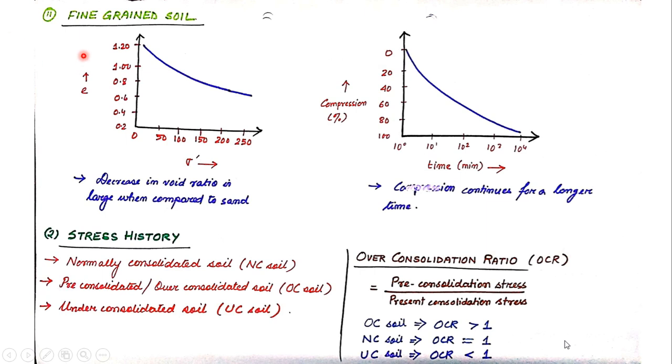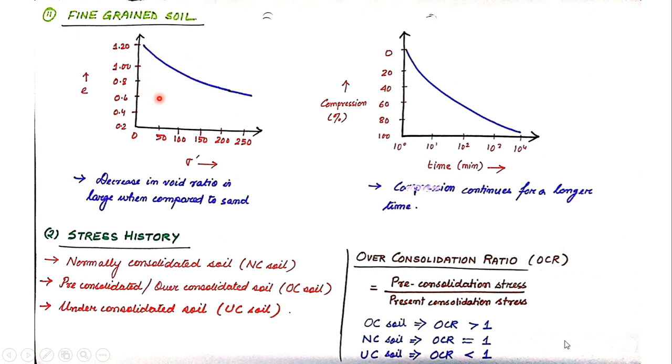Let us now see the case of fine grain soil. I have taken the same curves, but in place of coarse grain soil I have fine grain soil. In the first curve I have void ratio on the y-axis and effective stress on the x-axis. Now you can see that the void ratio has a wider range, extending from 1.20 to 0.20. This is the reason I have written that the decrease in void ratio is large when compared to sand or coarse grain soil. Fine grain soil undergoes larger compression when compared to coarse grain soil.